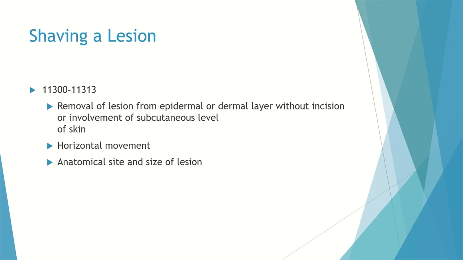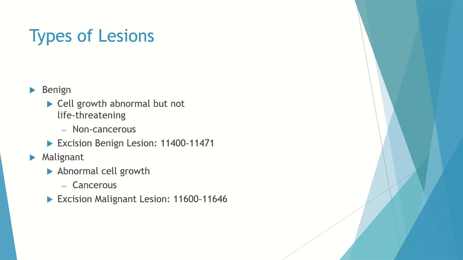Shaving a lesion, 11300 to 11313. This is removal of a lesion from the epidermal or dermal layer without incision or involvement of the subcutaneous level of skin. This is a horizontal movement, and the anatomical site and size of the lesion are very important to know when coding this.